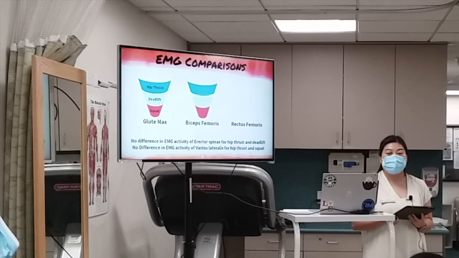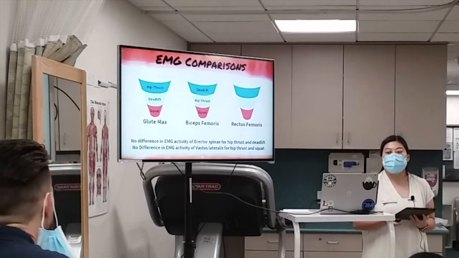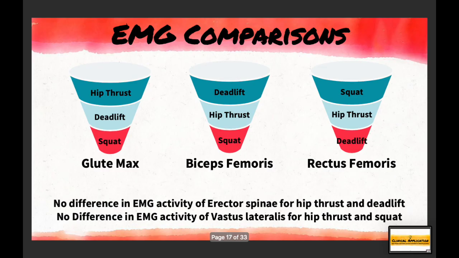Next for the biceps femoris, we have the least with a squat, then it's a hip thrust, and then the most is with a deadlift. Rectus femoris has the least with a deadlift, then a hip thrust, and then the most is with a squat. There were no difference in EMG activity of the erector spinae for hip thrust and deadlift, and no difference in EMG activity of vastus lateralis for hip thrust and squat.